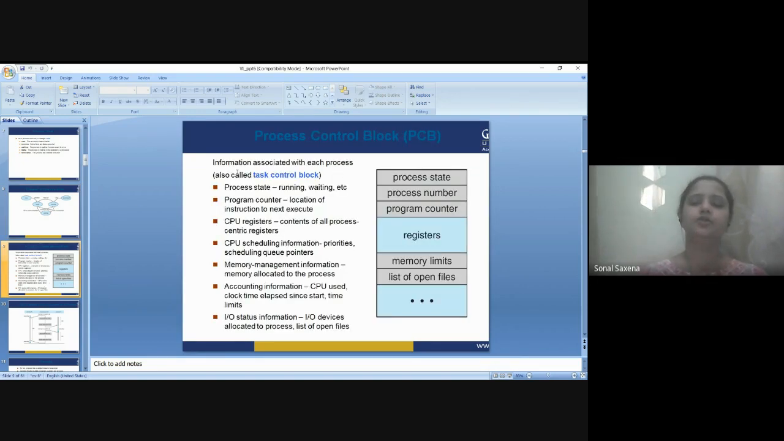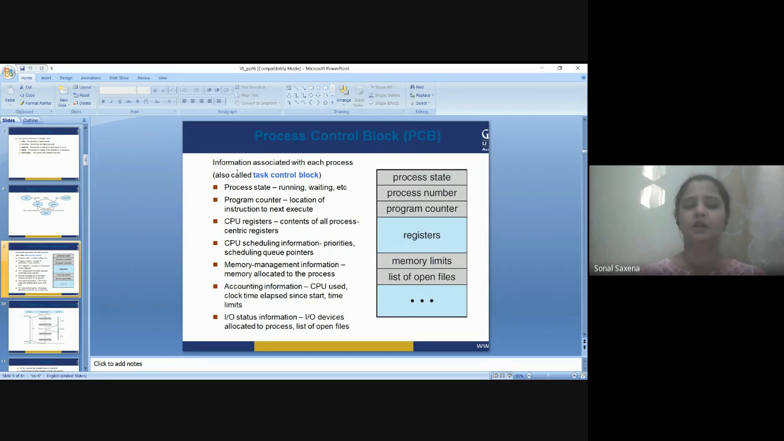Now, to organize, manage, or execute your process, there is a specific data structure that a process uses. What is a data structure? A structure which is used to organize your data. So there is an organized data structure. It is called the process control block, or shortly we can say PCB. Now, what is it? It is the information which is associated with each process, right?